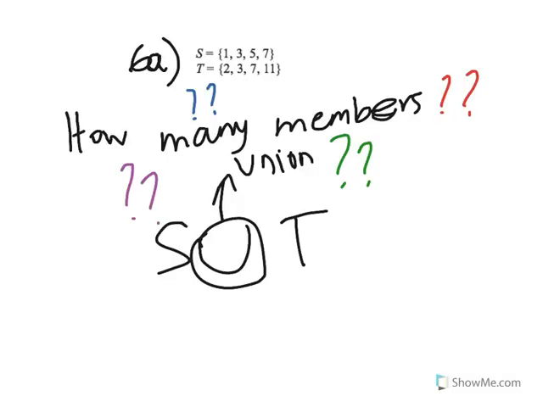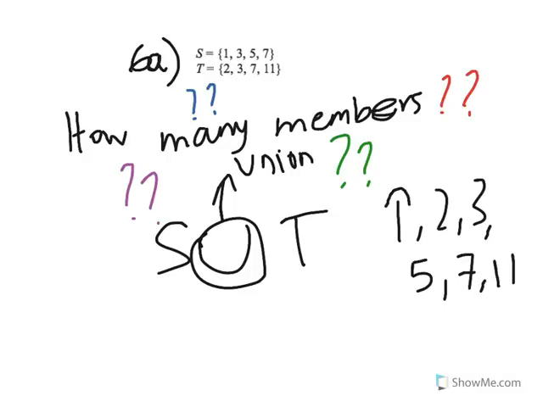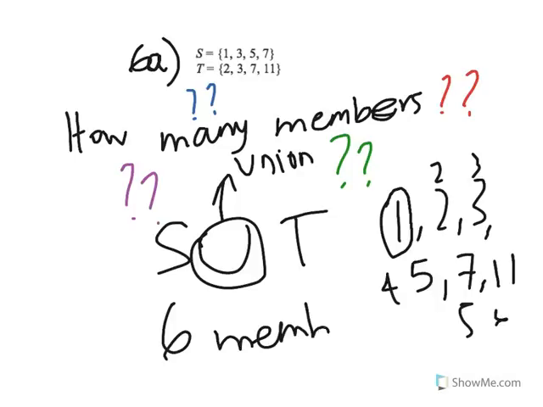So in this case, what are all the numbers that are possible? Basically the numbers that are possible are 1, 2, 3, 5, 7, and 11. But this question is asking you how many members, meaning how many numbers. So you have to count the number of numbers that are in S union T. So it's 1, 2, 3, 4, 5, 6. So 6 members.